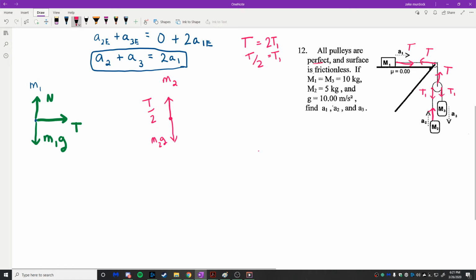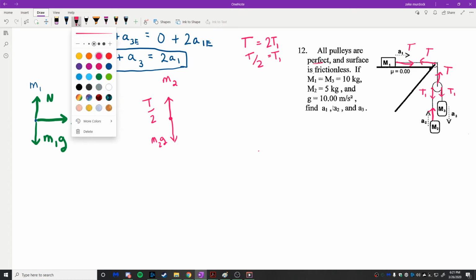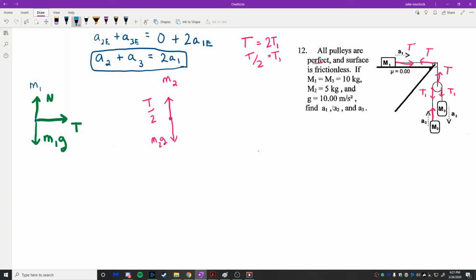All right, the last one we have then is M3, and the forces on M3. I didn't make this very clear, but this is also T1, and that same T1 is going to be acting back up this way. So the forces acting on M3 are going to be just the same T over 2 going up, but going down you're going to have M3G. Do you guys have any questions about that? Those all look right?